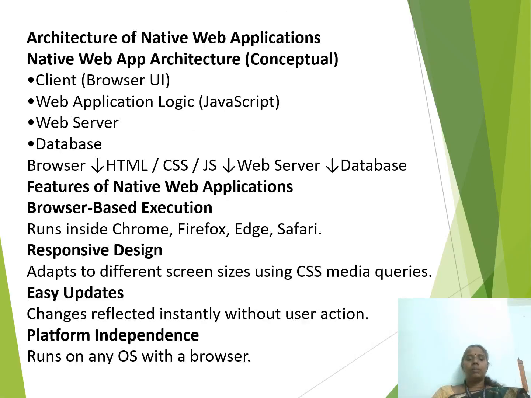Now I am going to explain the conceptual architecture and features of native web applications. Next we will see one by one. First one, native web application architecture. This architecture consists of four main components: client, web application logic, web server, database. The flow is browser to HTML, CSS or JavaScript, then web server, then database. We'll see one by one.